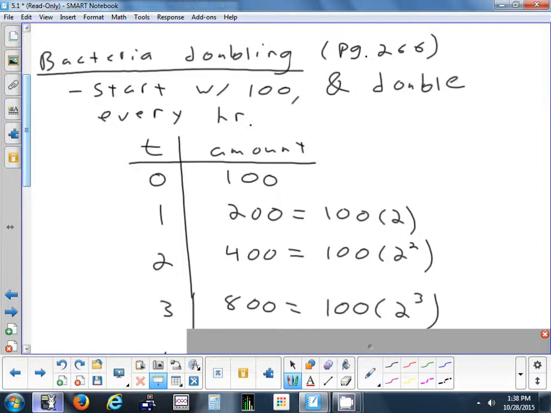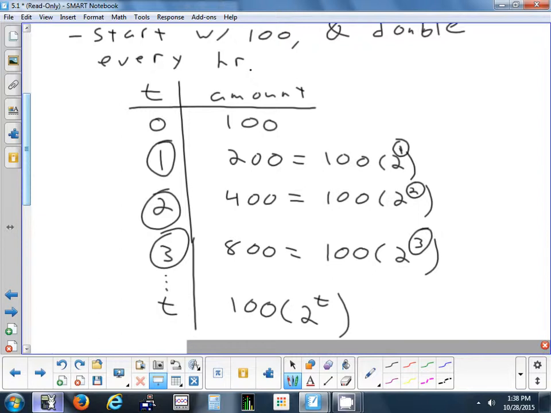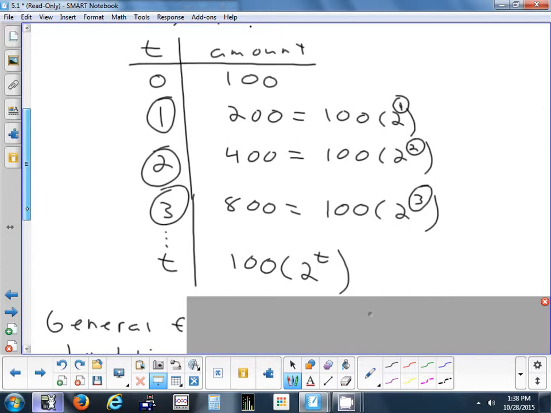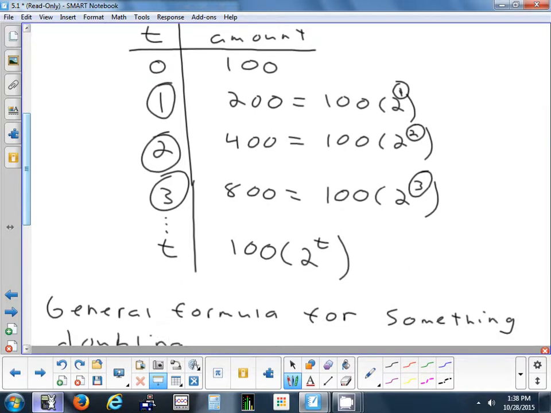Okay, look at the pattern. Original amount times 2 to the first power. Original amount times 2 to the second. Original amount times 2 to the third. So what do you think after t hours? 100 times 2 to the t. And that's basically how we figure out our formula for something doubling. It's the original amount times 2 to the t.